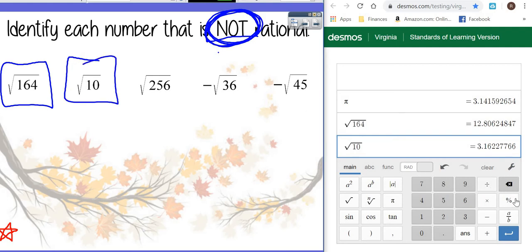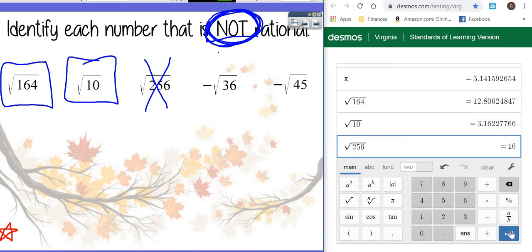So let's go on to our next number, which is the square root of 256. That is 16. That is definitely a rational number. As a matter of fact, it's a natural number. So that one is rational, so that cannot be something that we're looking for.